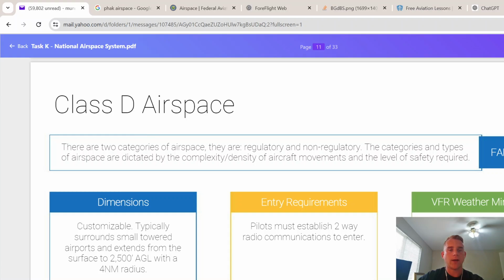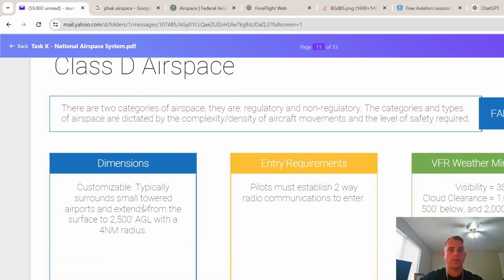All right, Class Delta airspace. We're just going in order of busy to less busy. Class D airspaces, I fly into Twin Falls every once in a while, and I'm telling you, there's like 2 or 3 planes flying in and out of there. I think the most I've ever seen was like 2 planes in the pattern at once, 3 planes maybe. So it surrounds small towered airports and extends from the surface up to 2,500 feet AGL with a radius of 4 nautical miles.